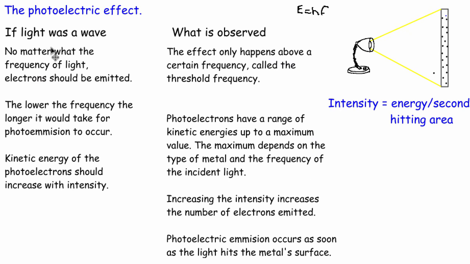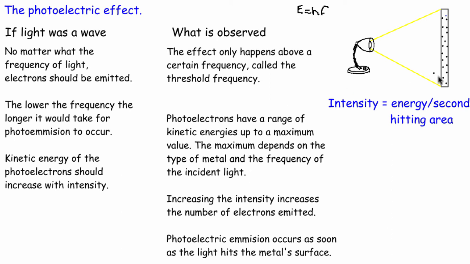A bit of revision now. This was an experiment that was done towards the end of the 19th century, and these are the observations that were seen. People did lots of experiments looking at lots of different metals, and they always found the same results. They found that the photoelectric effect only happens if this light is above a certain frequency for a particular metal, and they call that the threshold frequency.